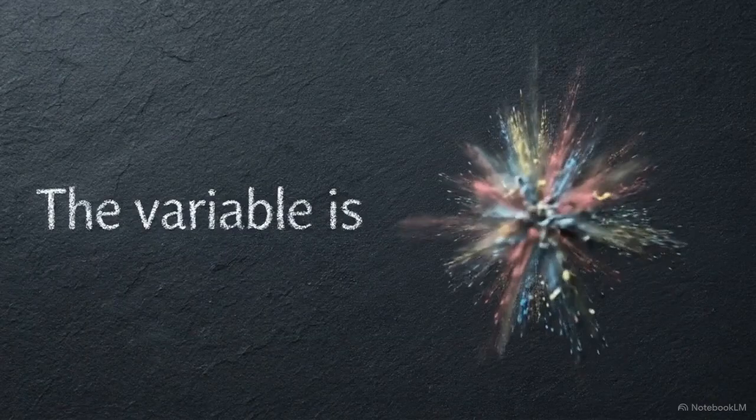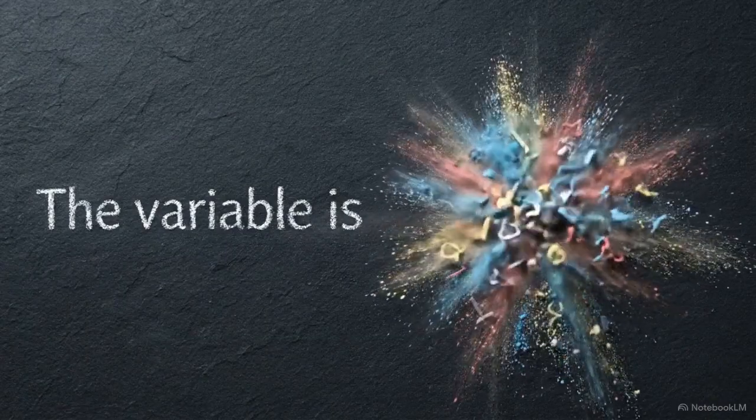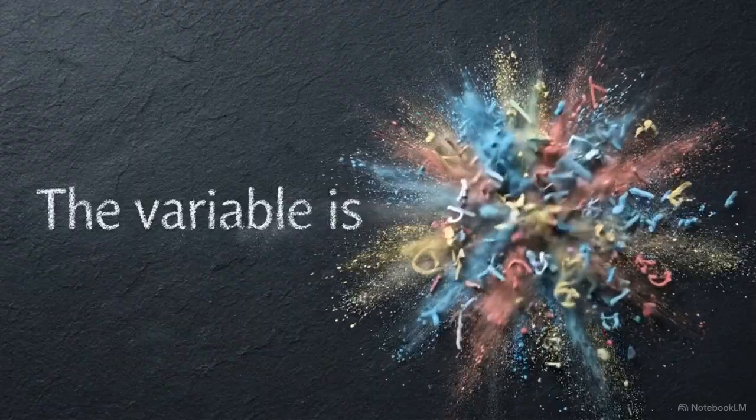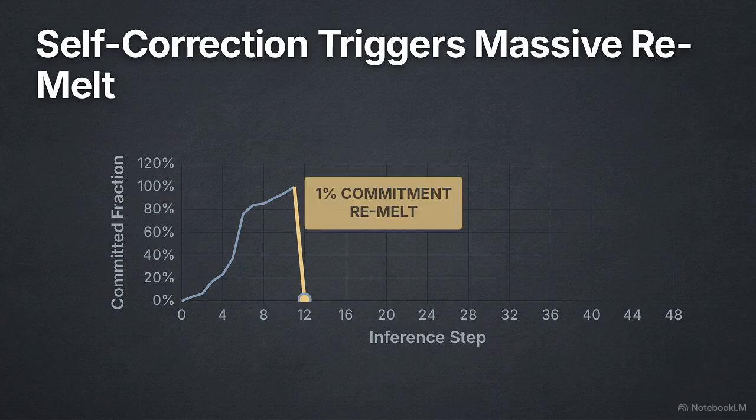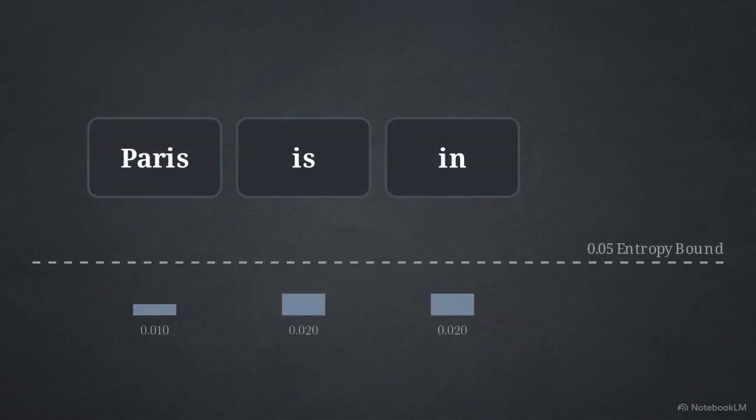This nonlinear freezing order exposes a major advantage of uniform state models, the ability to change their minds mid-generation. This chart tracks the percentage of frozen tokens at each step. The model steadily climbs to a 100% commitment rate, generating a complete answer. But in the very next step, the commitment rate collapses entirely, dropping down to just 1%. This is a remelt.